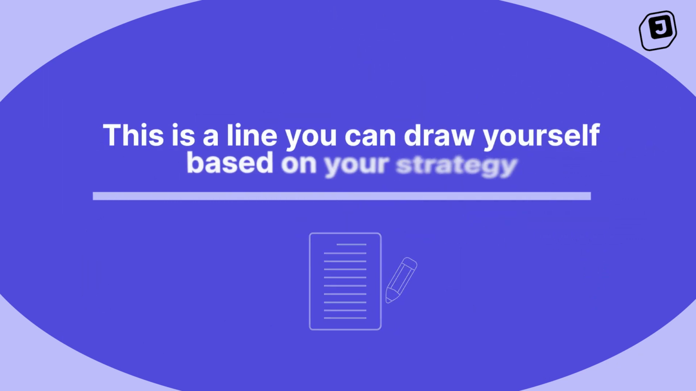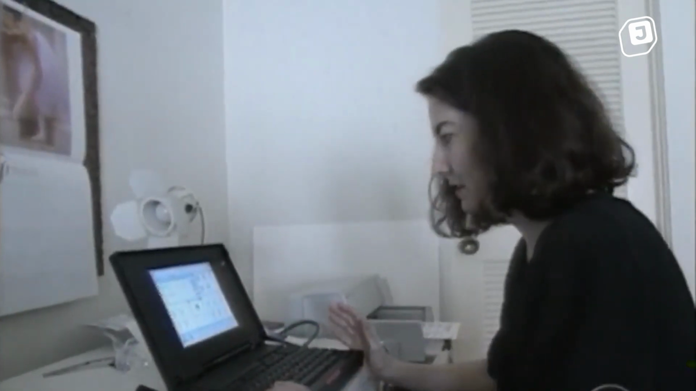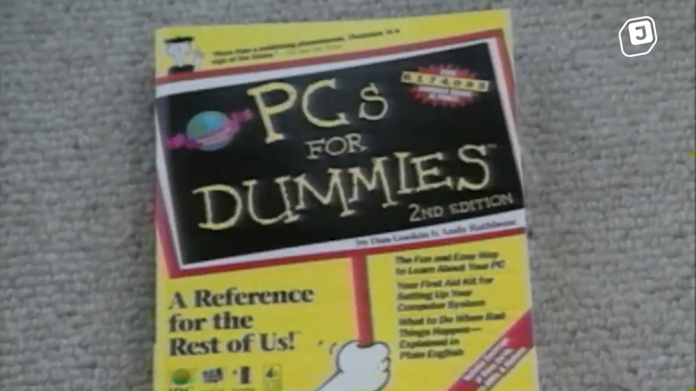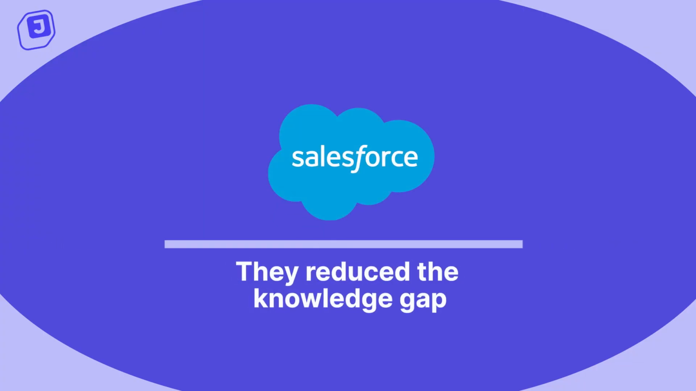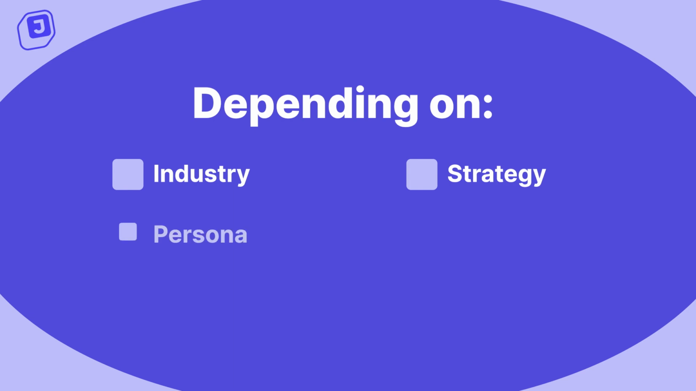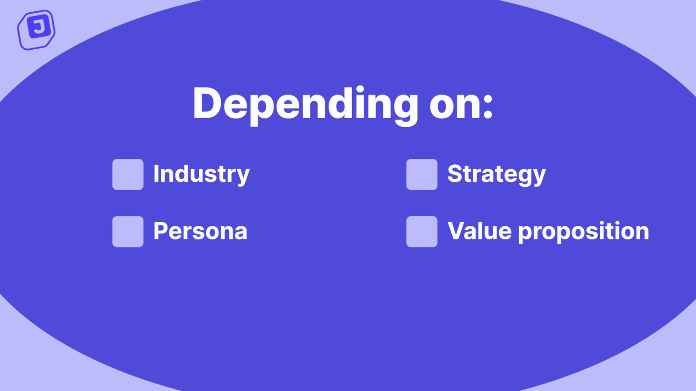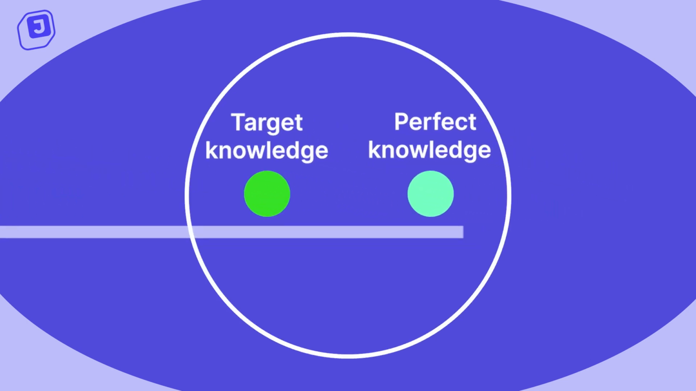The gap is usually defined by your market. So in the case of Salesforce, the gap was defined by Oracle and the amount of knowledge you needed to have to install a CD and get started. And when Salesforce came in, they reduced significantly the knowledge gap that you have to start using a tool like them. So depending on the industry, depending on the strategy, depending on the persona you're targeting, also the value prop you want to deliver to these people, your target knowledge line might be more on the left or on the far right, and the amount of knowledge gap that you want to close might be more or less significant.